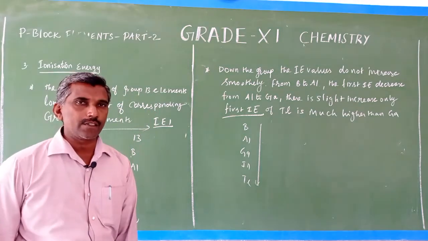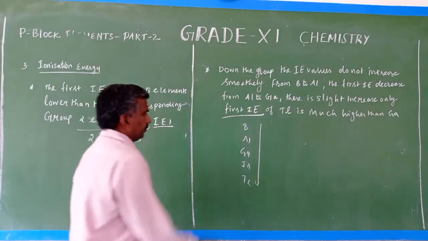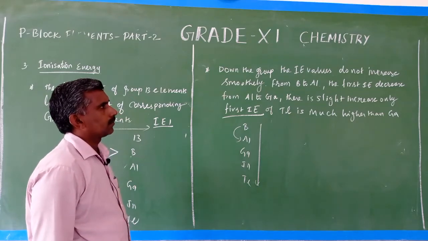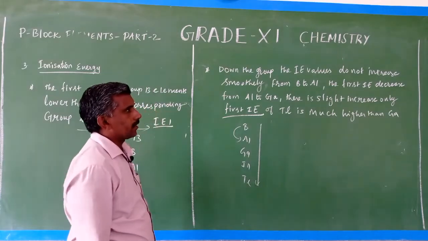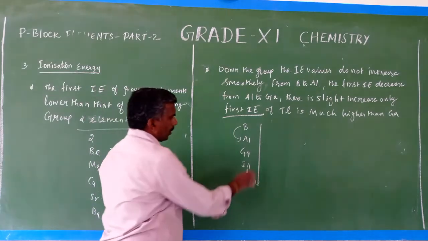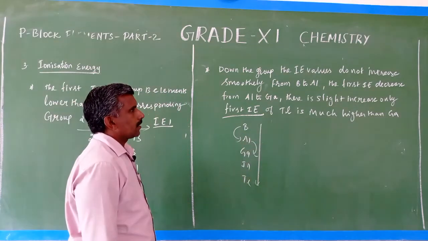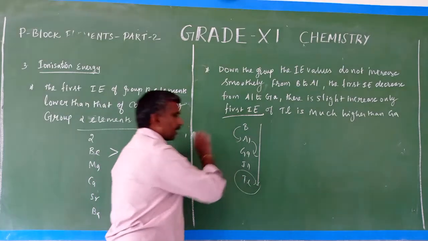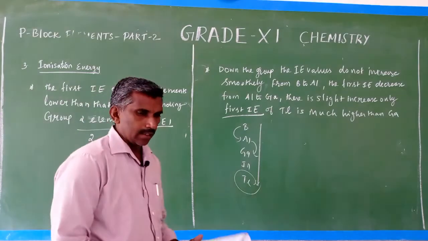Ionization energy does not increase smoothly. From boron to aluminum, first ionization energy decreases. From aluminum to gallium, the first ionization energy increases slightly. Then thallium. Okay, that's all.